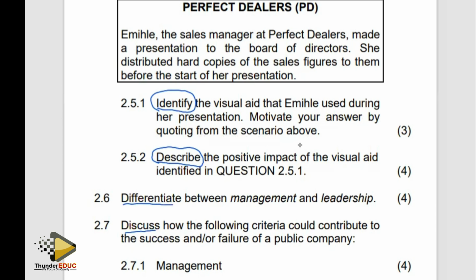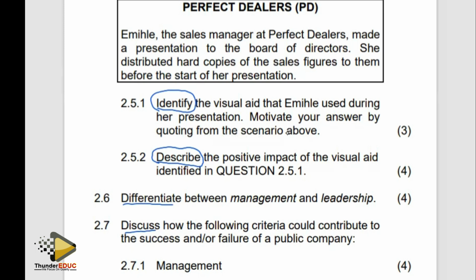you don't know how to approach such. But remember, there was one of the lessons where I was going deeper in explaining the use of a different set of these action verbs. Okay, right. So now we are supposed to identify the visual aid that Emihle used during her presentation, and we are supposed to motivate our answer by quoting from the scenario.